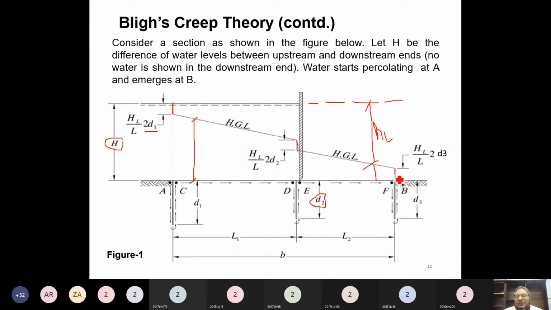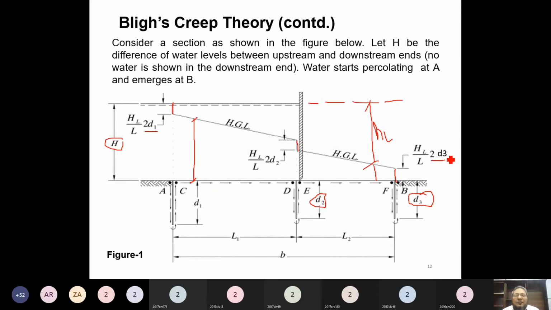And then finally, this is the head loss due to this downstream sheet pile when the water moves from point F to point B. So what is its depth? D3. So how much is the creep length covered? It is 2D3. So how much would be the head loss? HL over L into 2D3.